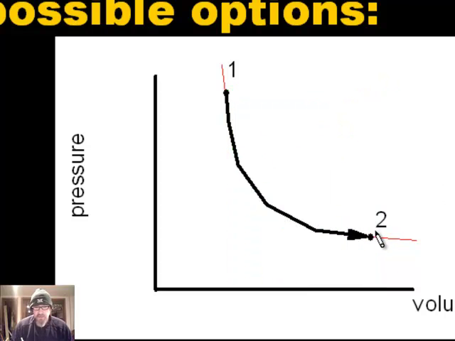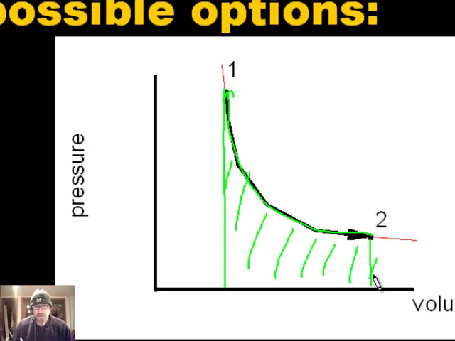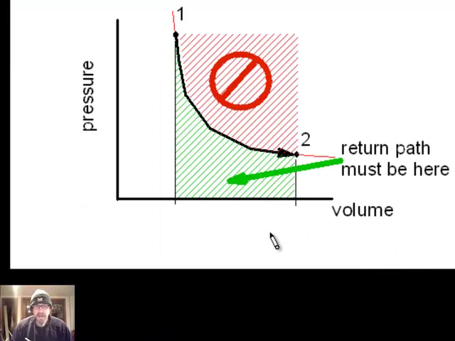Here's another possible option. Just go straight back the way you came from. Go isothermally right back to starting point number 1 and have your cycle be back and forth on this isotherm. Well, that's better, but it's still not very good because it doesn't produce any net work. Here's the work done in the expansion. Here's the work you have to do to get it to contract. It's the same amount of work, so no net work is produced. So clearly our return path has to be down here in this area. You can't return either on the isotherm or up here and expect to get any work out.